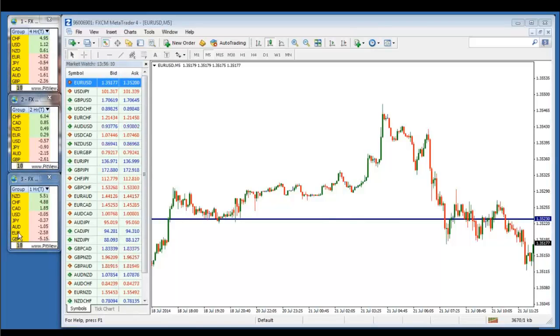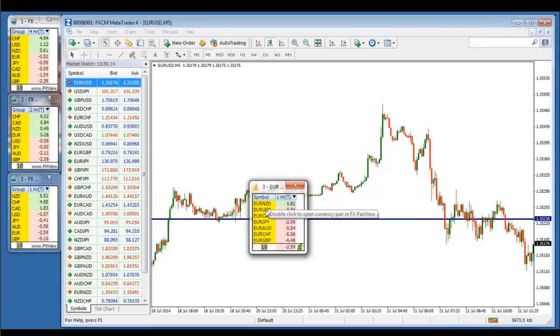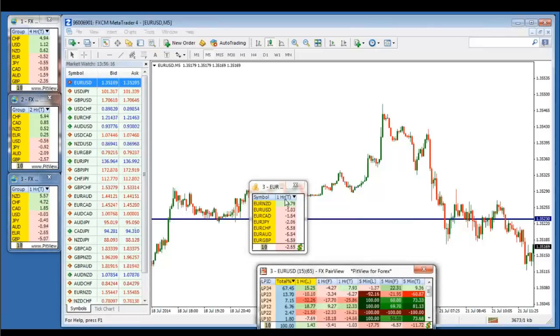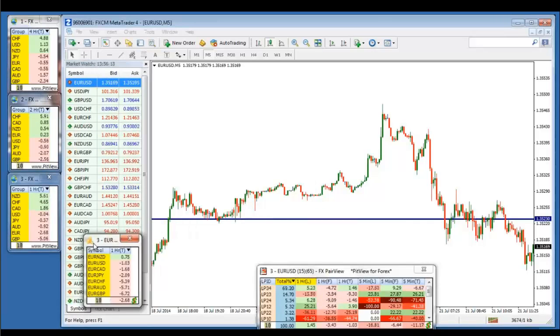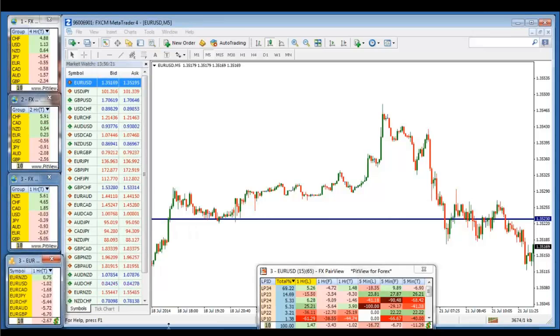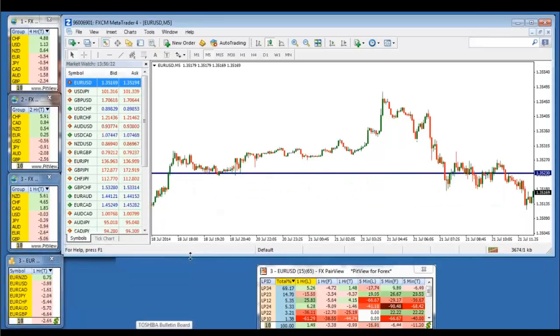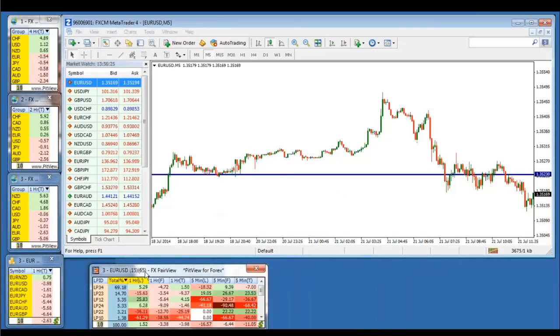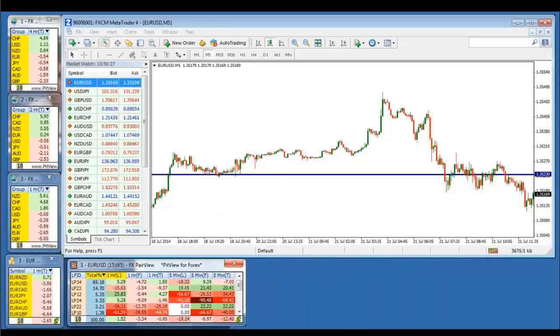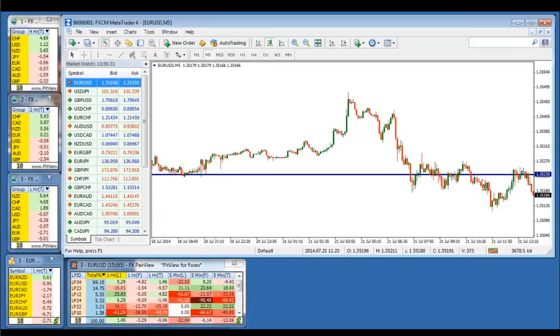Now from here, you can narrow it down. Like here, I can click on my euro, go to my euro dollar here. Let me bring this up. Okay, there we go. And now I have my pair view right down here in the lower left-hand corner.